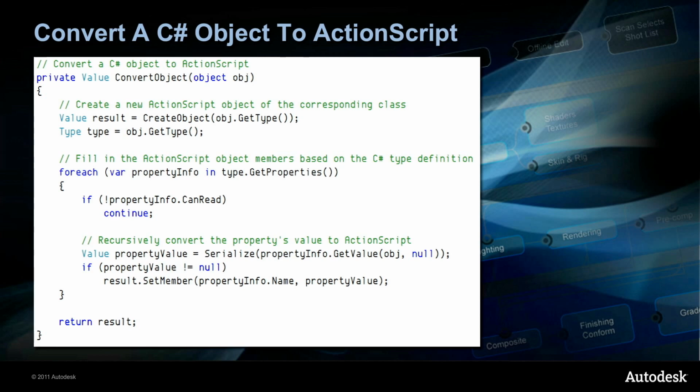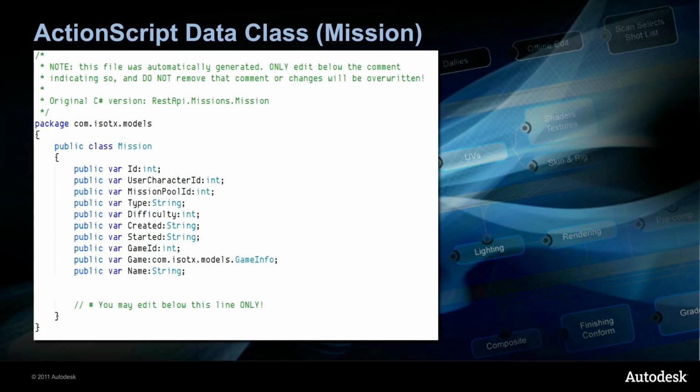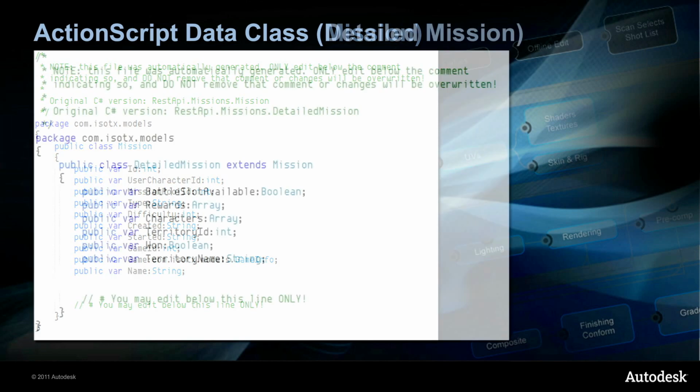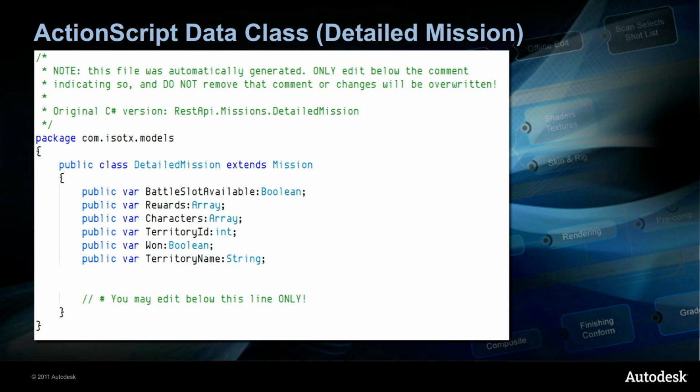After we run it through our converter, we get this on the ActionScript side. This is the ActionScript equivalent of our C# class. And then we can pass back and forth, and when we get a mission back from our web service, we can just run it through that function and pass it directly to Flash. We don't have to do a lot of custom translation. And here's the same thing, the DetailedMission class also converted into ActionScript.